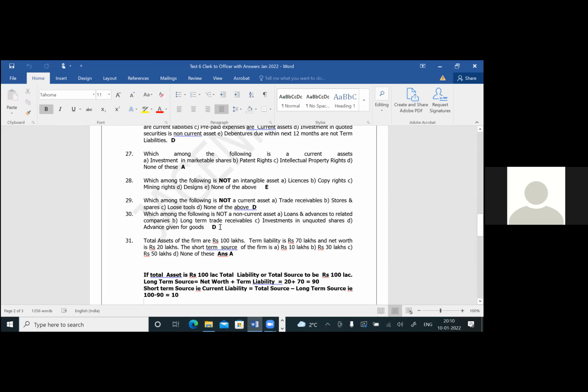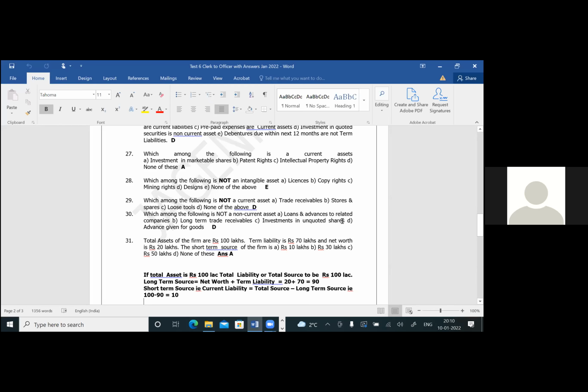Question number 30. Which among the following is not a current asset again? Loans and advances to related companies. So it is a non-current asset. You should not take it as a current asset. Loans and advances given to a sister concern or allied concern are non-current assets. Long-term trade receivables, it is beyond 6 months. It is a non-current asset.